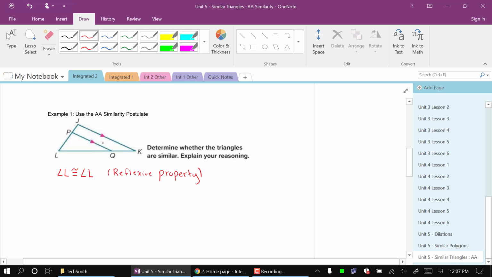So now let's take a look at another one. We notice that these two are both parallel to each other. Since these two are parallel to each other, this angle and this angle are known as corresponding angles. And from what we know before, when we have corresponding angles, they have the same measure. There's two parallel lines cut by a transversal. Corresponding angles are equal to each other. So angle LPQ is congruent to angle LJK. And the reason for this is corresponding angles.